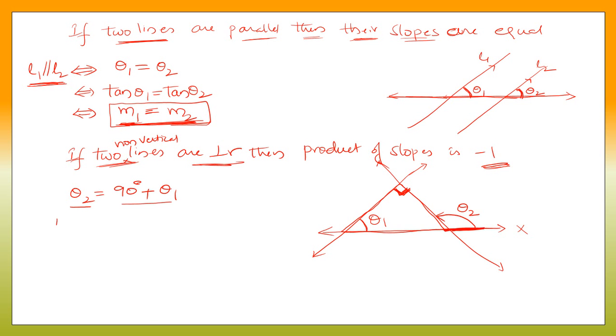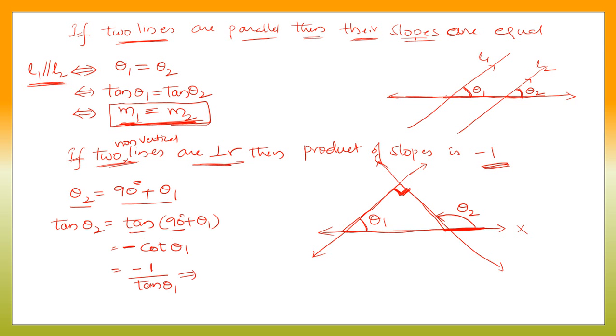If I apply tan on both sides, this becomes tan theta 2 is equal to tan of (90 plus theta 1). Tan of 90 plus theta lies in which quadrant? The second quadrant, where tan is negative. Because of 90, tan becomes cot. So this becomes -cot theta 1. Again, how can I write cot theta 1? I can write this as -1 by tan theta 1.